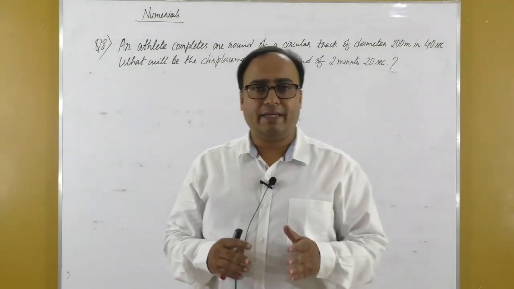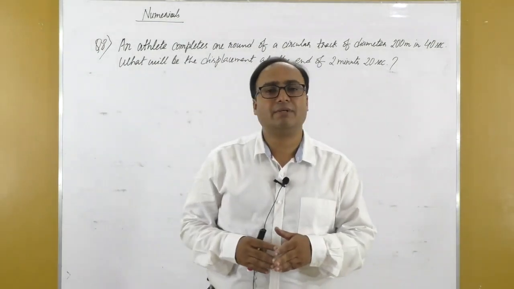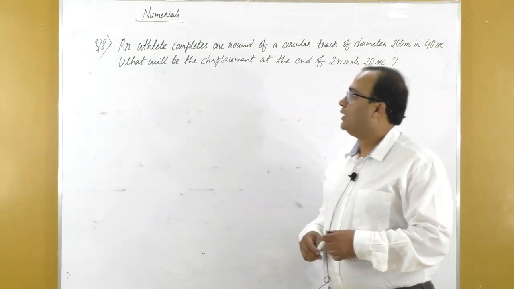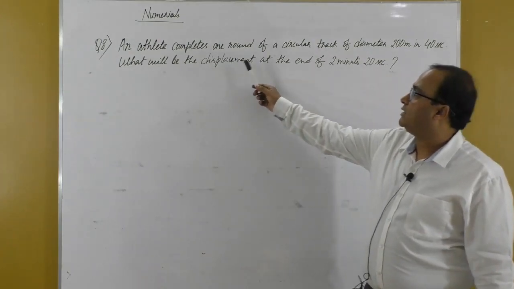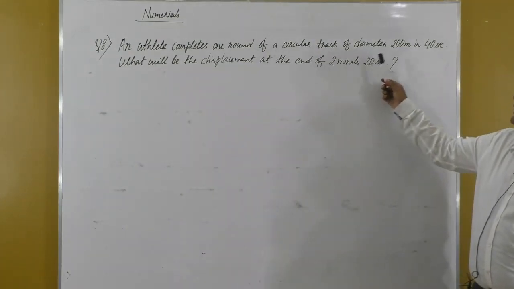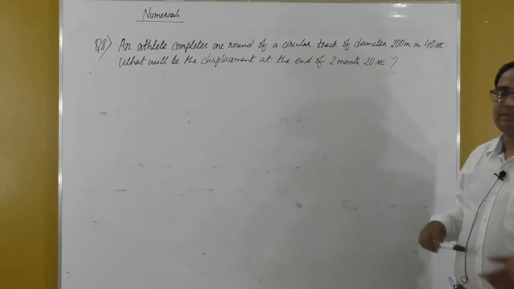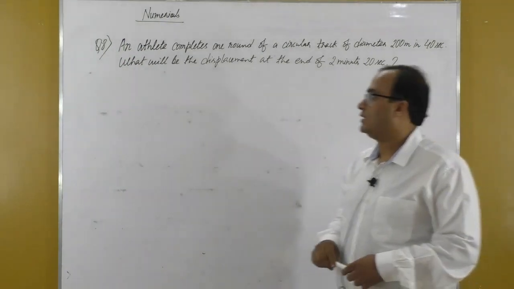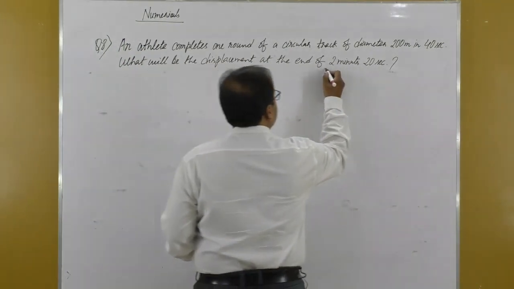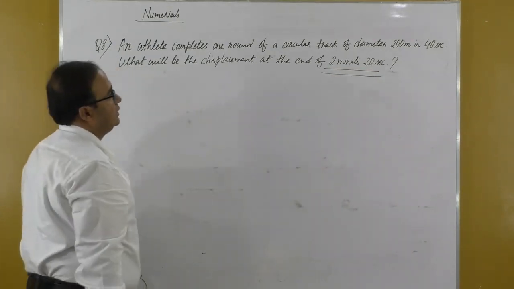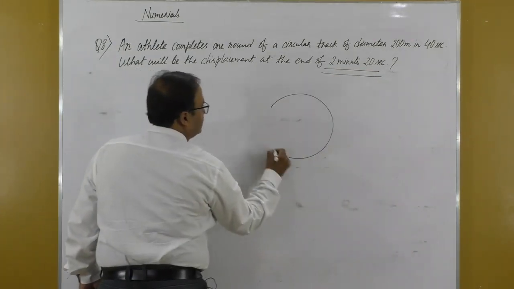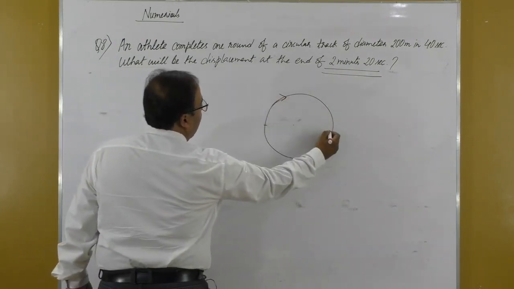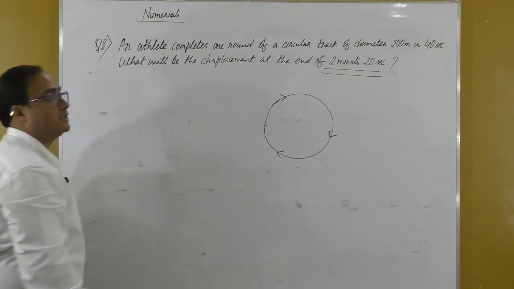Now question number 8 for your self practice. This question is similar to question number 7, but a slight difference is there. You just try to solve this one. Question number 8: an athlete completes one round of a circular track of diameter 200 meter in 40 seconds. What will be the displacement at the end of 2 minutes 20 seconds? So here the total time is given, 2 minutes 20 seconds, and the track is a circular track. For completing one round, the time taken is 40 seconds.